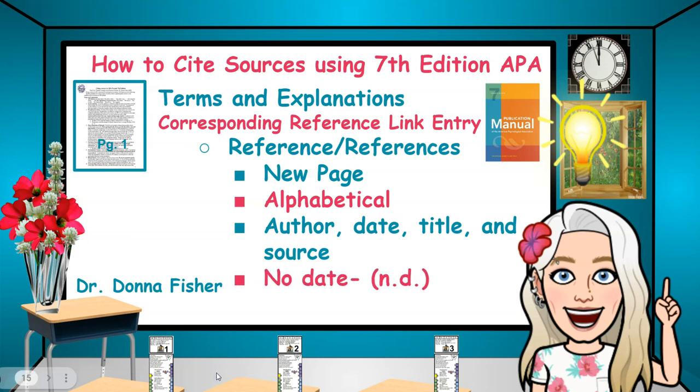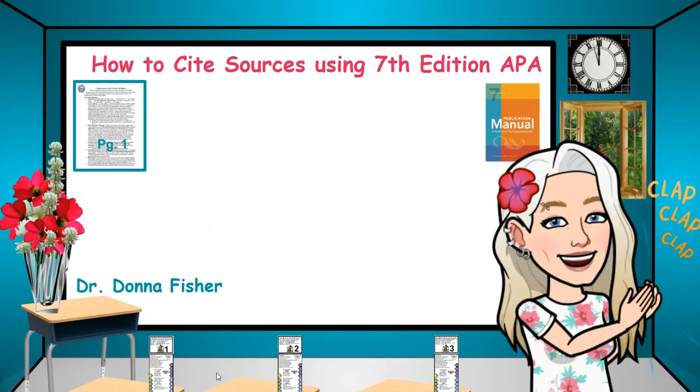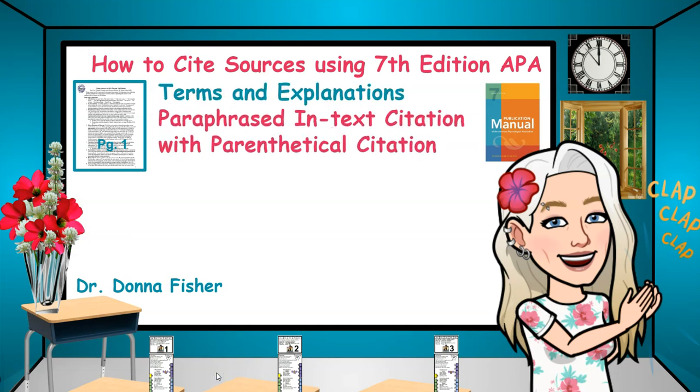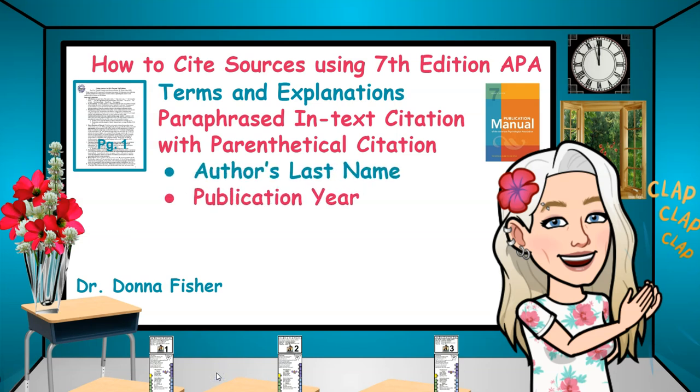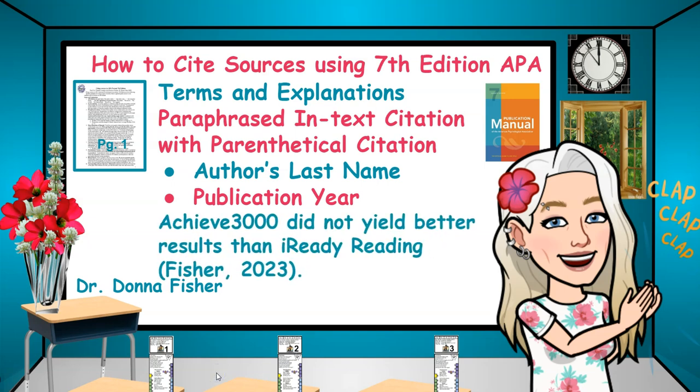For references with no dates, you use n.d. in the reference section and for in-text citations. For an in-text citation with paraphrased evidence and parenthetical citation, the citation should include the author's last name and publication year, in parentheses, separated by a comma. For example, Achieve 3000 did not yield better results than iReady Reading.